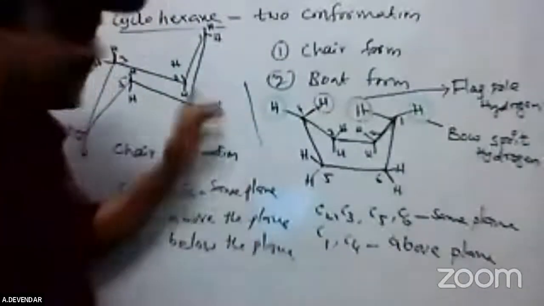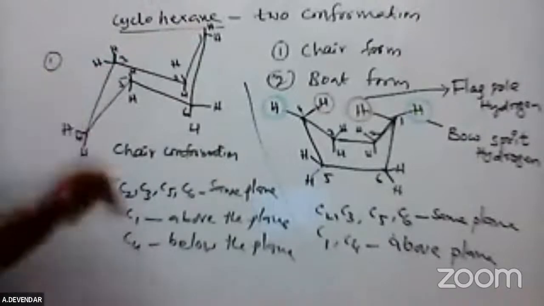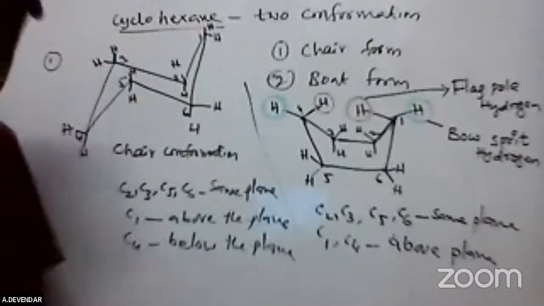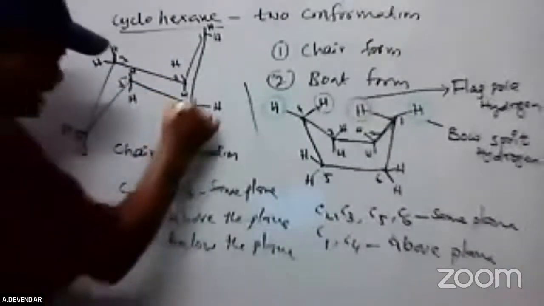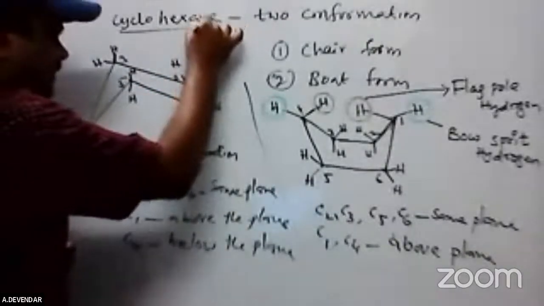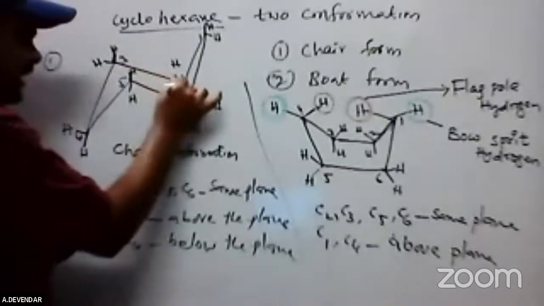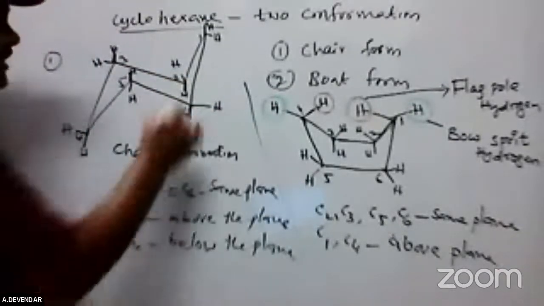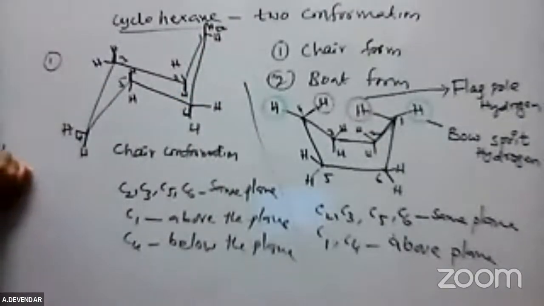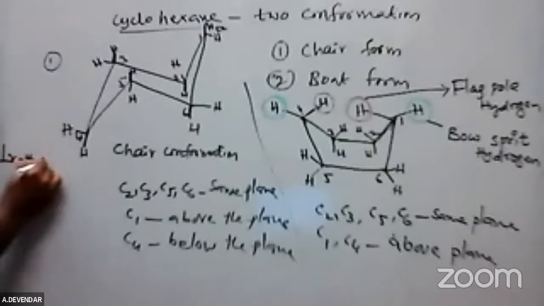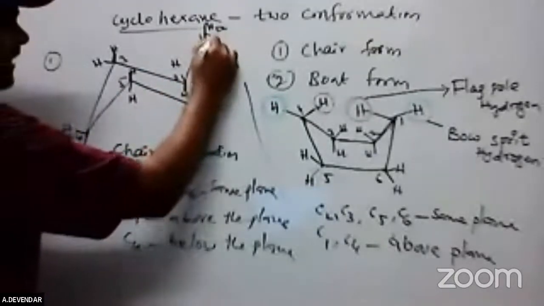Okay, now coming to explain one more thing in this chair form. In this chair form, at C1 and C4, whatever it may be, the hydrogen is perpendicular to the plane. See, this is perpendicular, this is perpendicular. These hydrogens are called axial hydrogens, the perpendicular hydrogens. I am using HA for axial.